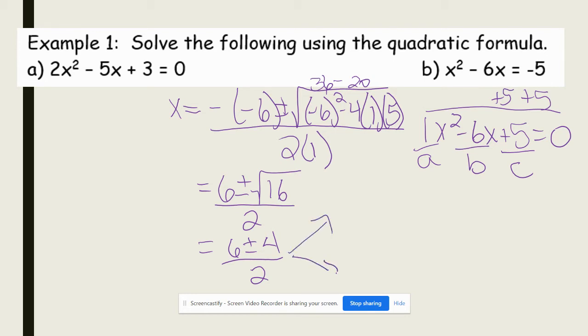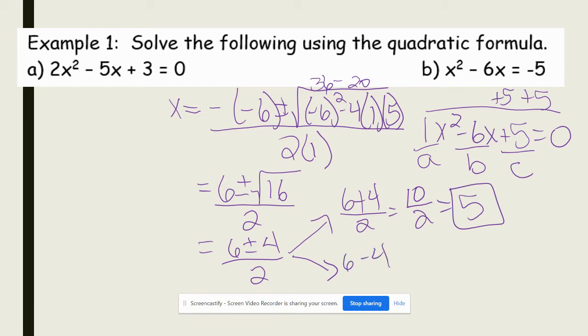There's no square root there, so we can continue to do our math. 6 plus 4 divided by 2 is 10 over 2, or 5. And 6 minus 4 over 2 is 2 over 2, or 1. So the roots, zeros, x-intercept solutions of this example B are 5 and 1. Typically, when we have an answer that doesn't have a square root in it, that means that we could have solved this by factoring. That would be factorable.